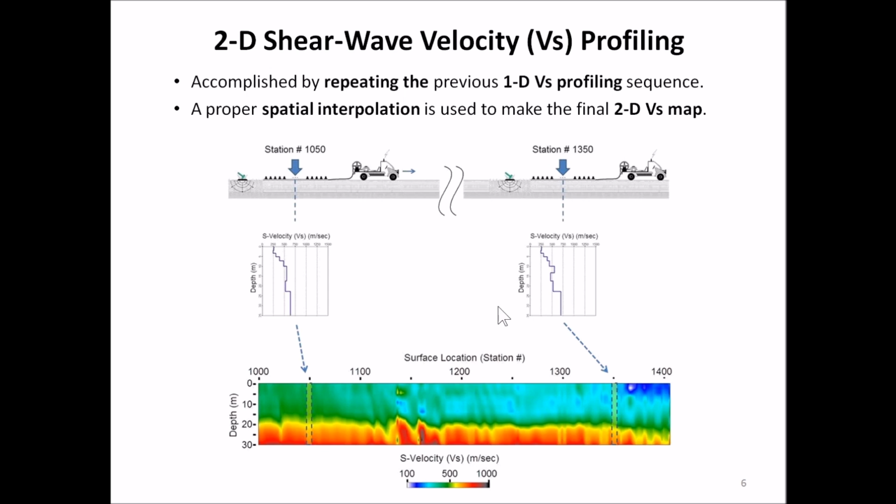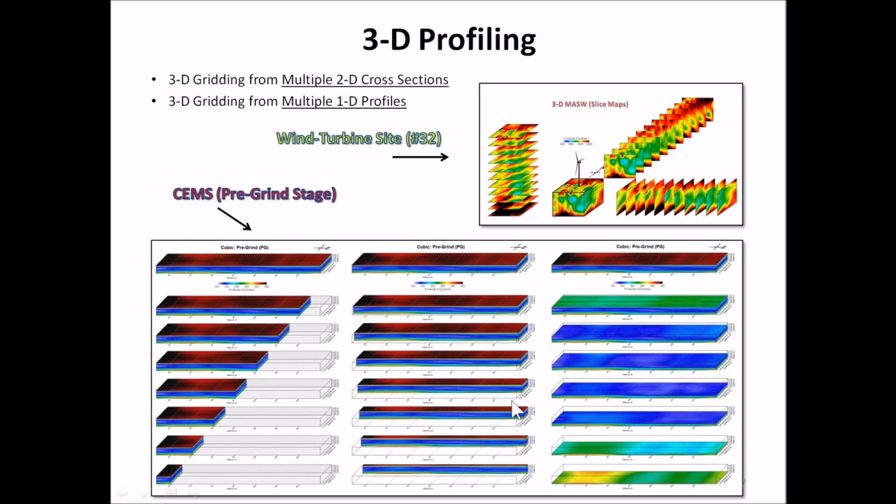The 2D MASW application will repeat 1D survey at successively different locations along the linear survey line to generate multiple 1D profiles. All of them will then be used to construct this kind of 2D shear wave velocity cross-section. And then the 3D profiling can also be conducted by using multiple 1D profiles or multiple 2D cross-sections.